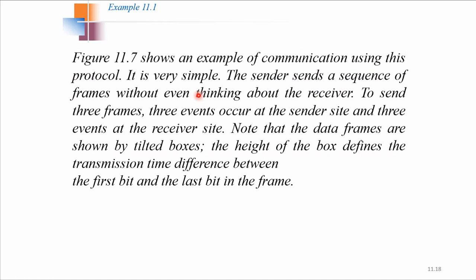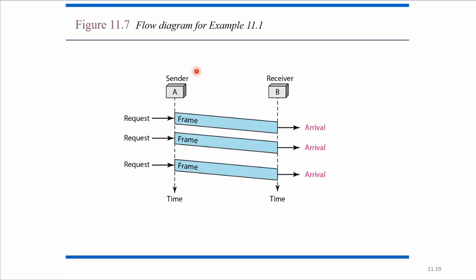Next, here is an example of how the communication takes place in the simple protocol. There is a flow diagram that is going to explain the working of the simple protocol. First of all, there is a sender. The sender will send data only when the network layer has given a request. On a request from the network layer, the data link layer will frame the data. After framing, it will send the frame.